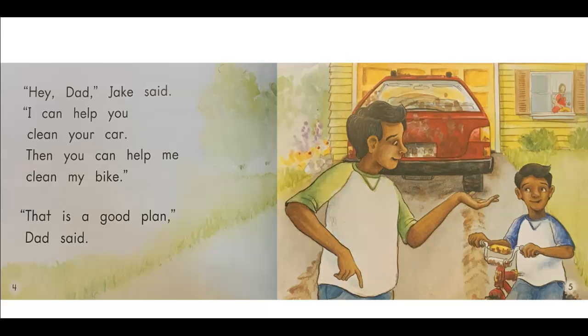On pages 4 and 5, Jake said he would like to help Dad clean the car if Dad would help him clean his bike. Say the word clean. Okay. What two letters would you see first in the word clean? If you said CL, you are correct. Look at page 4, find the word clean, underline it, and say it. Clean.